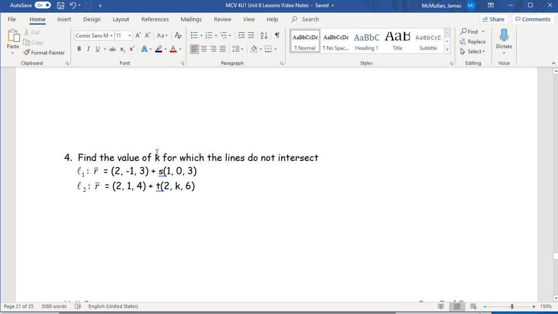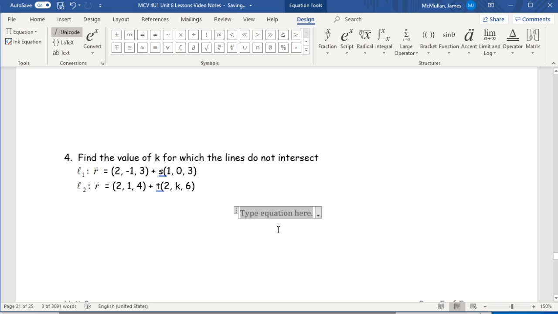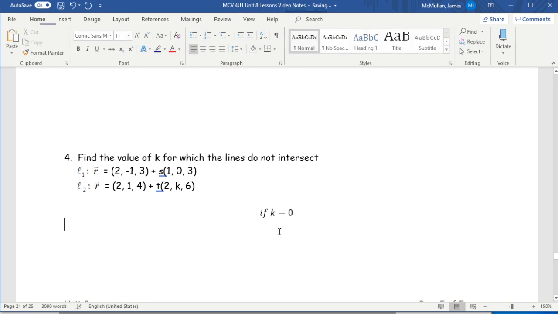Find the value of k for which the lines do not intersect. This is a bit of a strange question. There are all kinds of ways the lines could not intersect. I mean, so let's make an obvious remark about this one. If k equals 0, right? Well, okay, never mind. Maybe this isn't such a bad question.